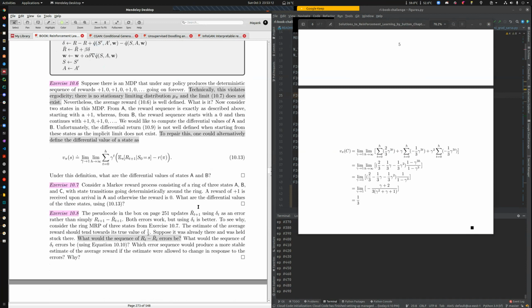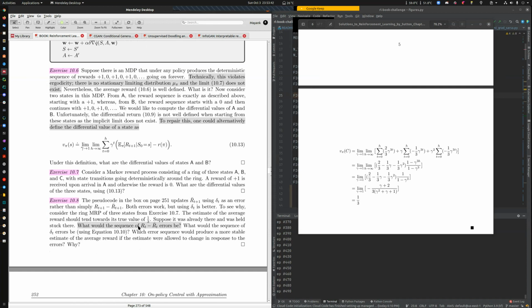And again, this process is not ergodic. Therefore, we need to compute this limit when gamma approaches one instead of computing directly using the formula in the book, like 10.9 or whatever. And for 10.8, I think they are asking for the sequence of R_t minus R bar, the average reward that they have subtracted, because they say that the answer for the steering states from this exercise is 1/3, sorry, this should tend towards the true value of 1/3.